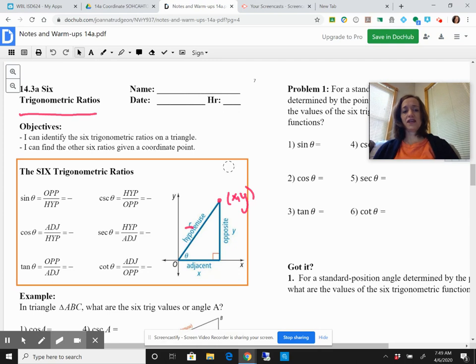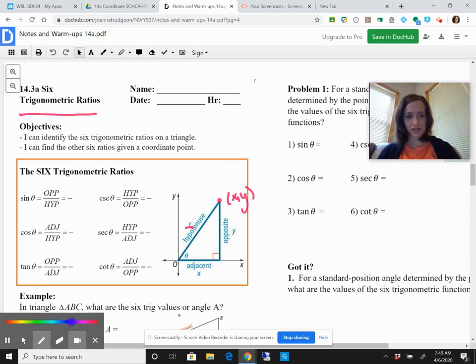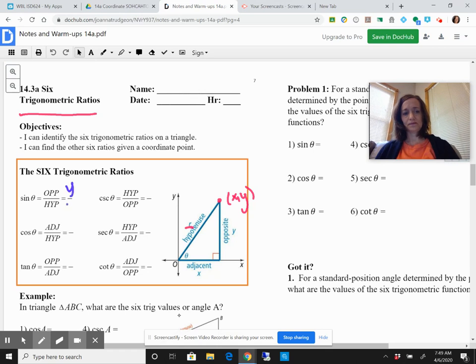So now this first problem is just asking us to write the different ratios down. So for instance, here, sine theta is the opposite over hypotenuse, so that's going to be y over r. Cosine is adjacent over hypotenuse, so that's x over r. Again, we're all doing it from this angle here, theta. And opposite over adjacent is going to be y over x.